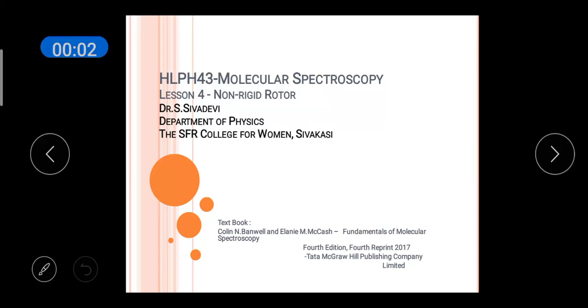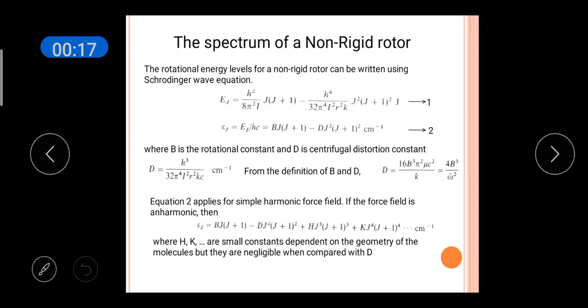Good morning to all. In the last class you have seen the microwave absorption spectrum of a rigid rotor and the intensities of the spectral lines. In this class you will be studying the absorption spectrum of a non-rigid rotor. Now what is a non-rigid rotor?